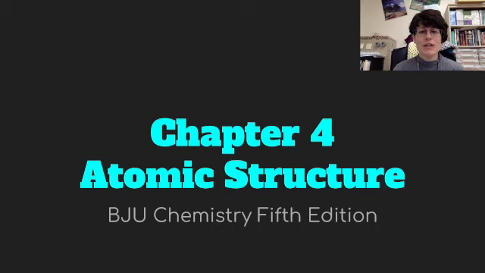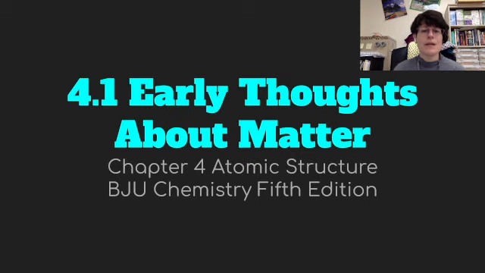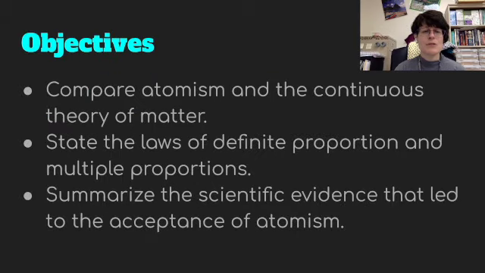I'm back with another chapter, Chapter 4 on atomic structure from BJU Chemistry 5th edition. The first section we're going to cover in Chapter 4 is on the early thoughts about matter. So our objectives for today are going to be to compare atomism and the continuous theory of matter, state the laws of definite proportion and multiple proportions, and to summarize the scientific evidence that led to the acceptance of atomism.